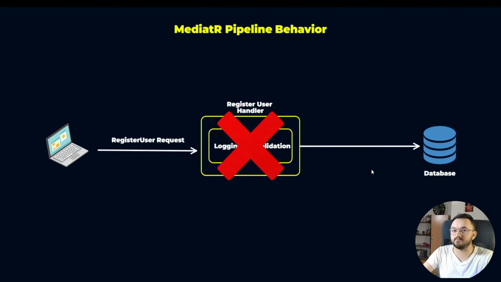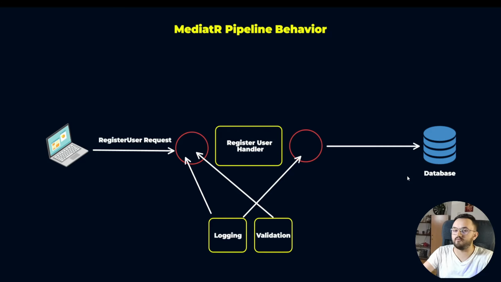If we are using a mediator, here is a potential solution for this problem. We can introduce mediator pipeline behavior. What that means is that before and after the register user handler, we can introduce some functionalities. For example, here I want to do logging and validation before the register user handler, and I want to do another logging after the handler execution. In this way, we have separated concerns between the register user handler, which is business logic, and all other things that we need to introduce in our application.